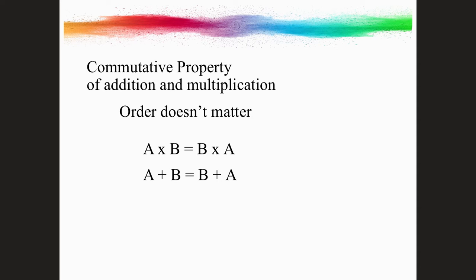That is not the case when we are subtracting. It does matter if we say 4 minus 2 or 2 minus 4. We would get two totally different answers. 4 minus 2 would give us a positive 2, while 2 minus 4 would give us a negative 2. So there is no commutative property for subtraction or division, but there is for multiplication and addition.